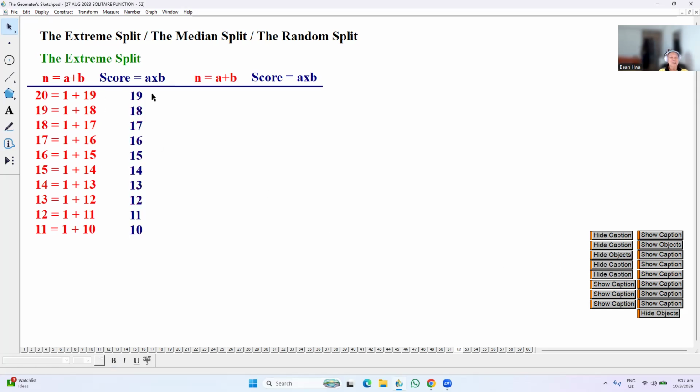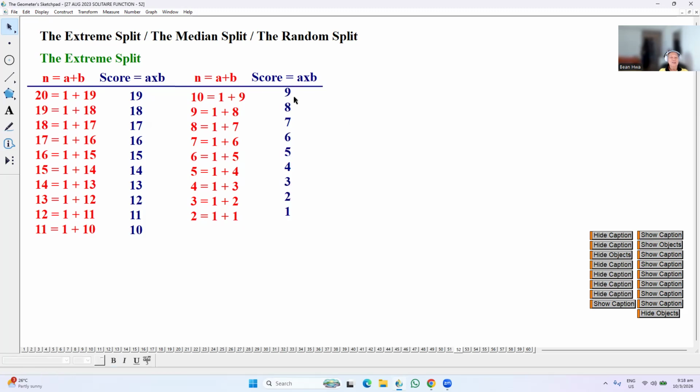So 1 times 19 is 19. 1 times 18 is 18. Until we go down to 1 times 10 in this column. Then we split further, 10, 1 plus 9. And finally, 2 equals 1 plus 1. And the score is 9, 8, 7 until 1. 1 times 1 equal to 1. So all the larger numbers are split, and the remaining numbers are all ones.